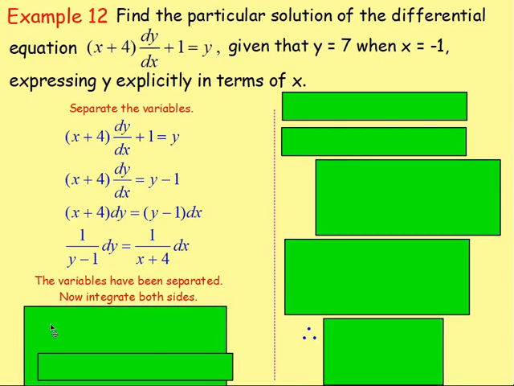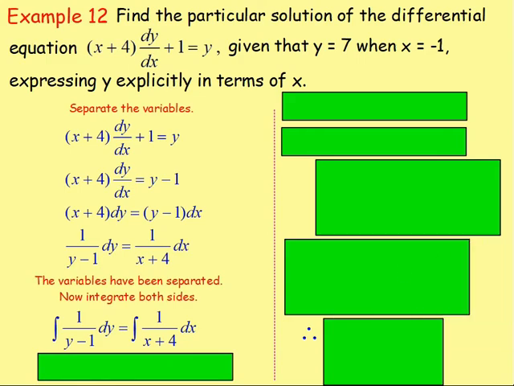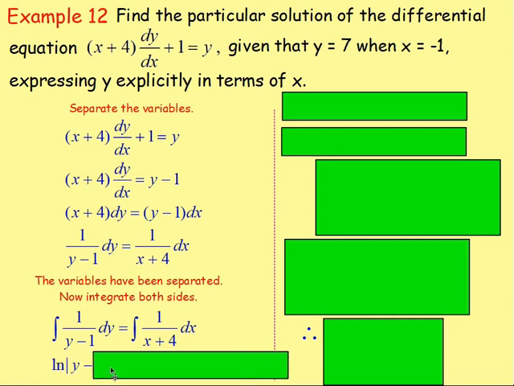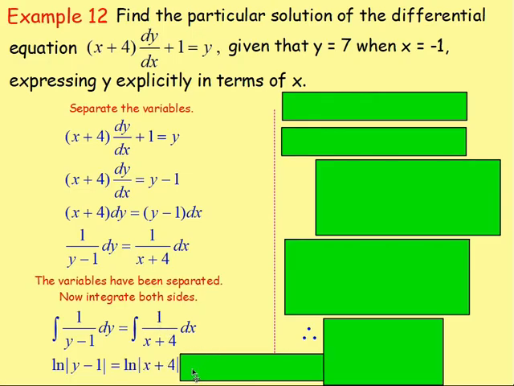Yes, you integrate both sides. So we're integrating 1 over y take away 1 dy, and we're integrating 1 over x plus 4 with respect to x. So integrate 1 over y take away 1, well that just becomes ln|y take away 1|. Integrate 1 over x plus 4, well again that goes to ln|x plus 4|. And on the end, don't forget it, everybody loves it, plus c.